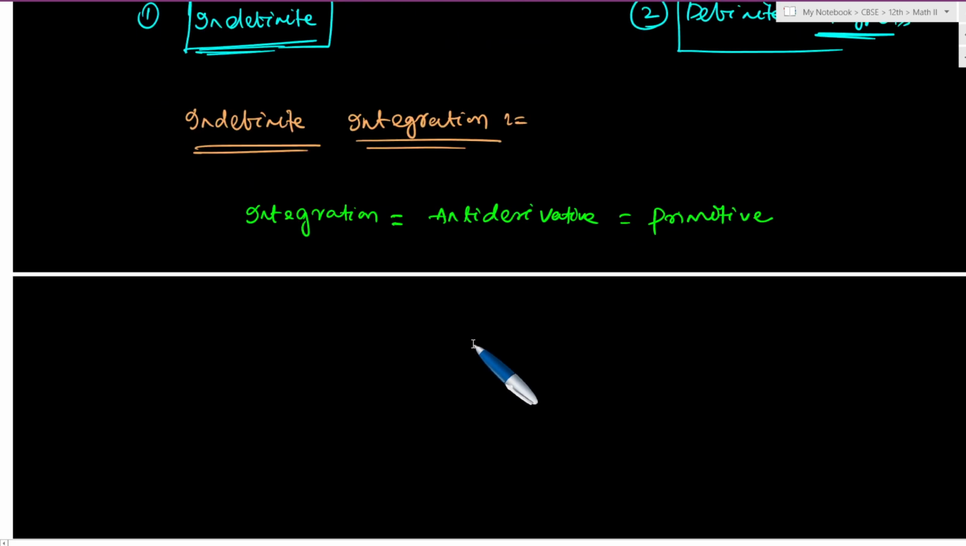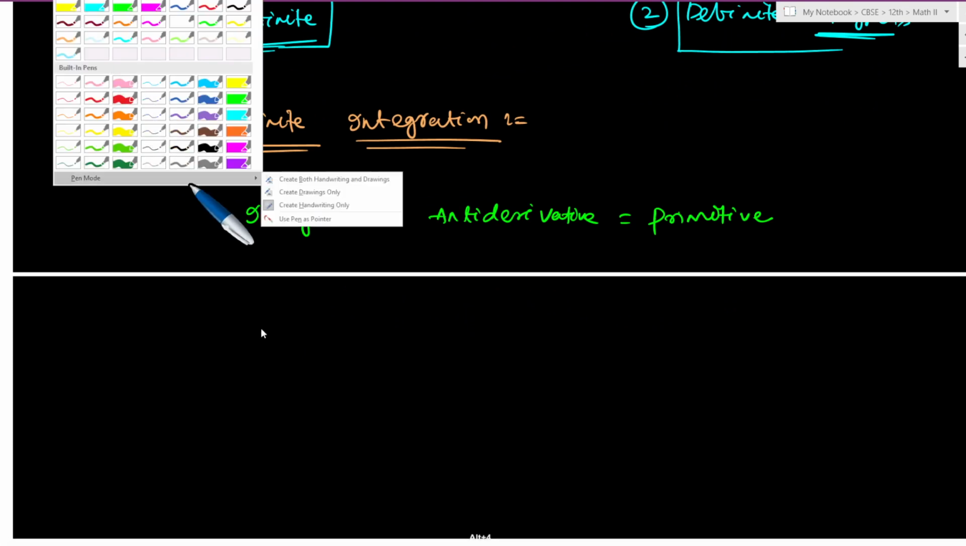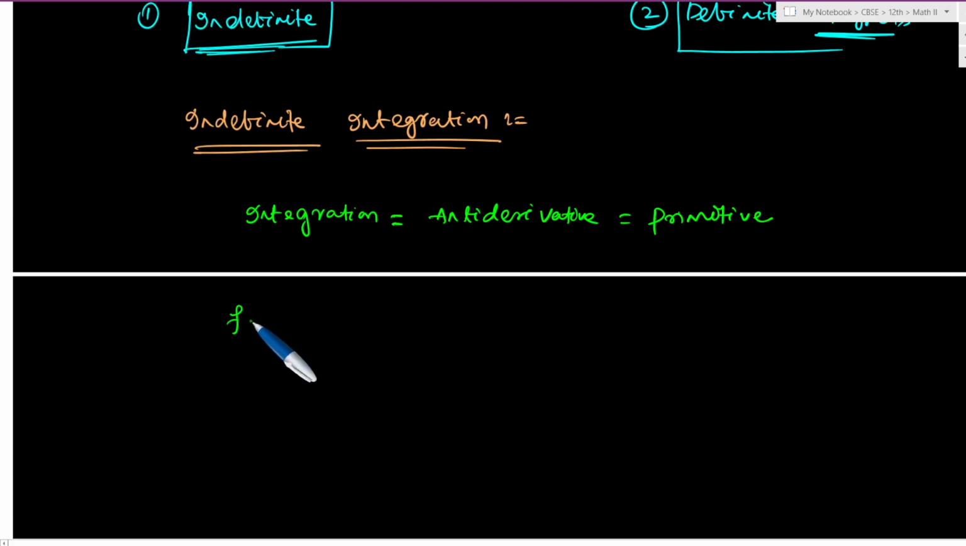Let's say a function f of x. If we take the derivative of this function, d by dx of f of x, what we'll get is f dash x. We know this. That means the derivative of f of x is known as f dash x.